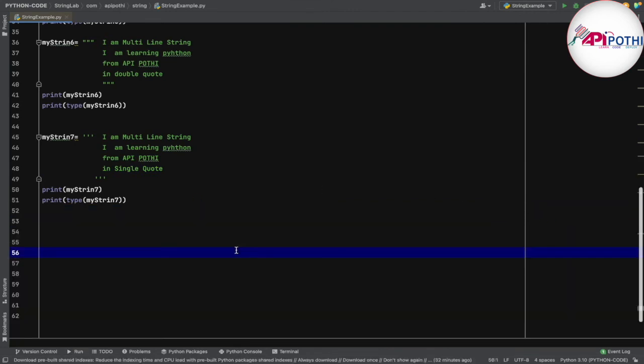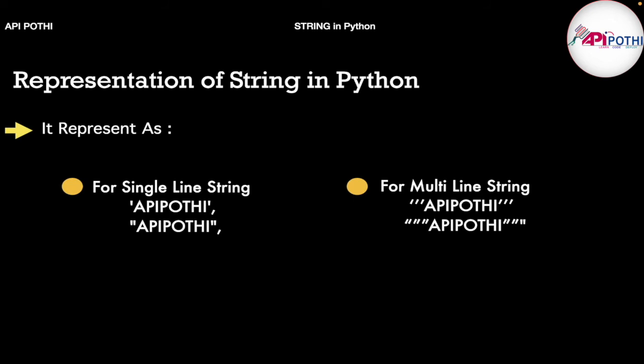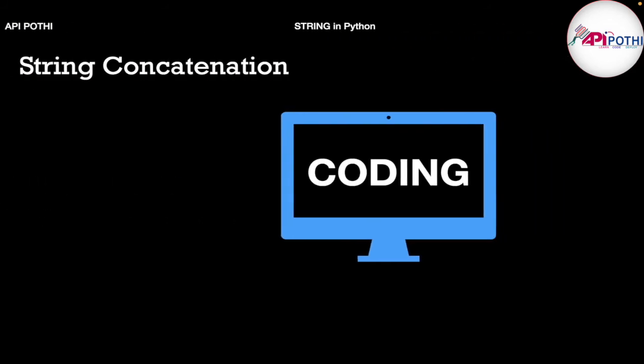Recap is that we can represent the string in two ways: single line string and multi-line string. A single line string can be represented with only one single quotation or only one double quotation, whereas a multi-line string can be represented with 3 times single quote or 3 times double quote. So this is all about the representation of string. We got to know how to represent the string in Python using single line string and multiple line string. We already coded for that.